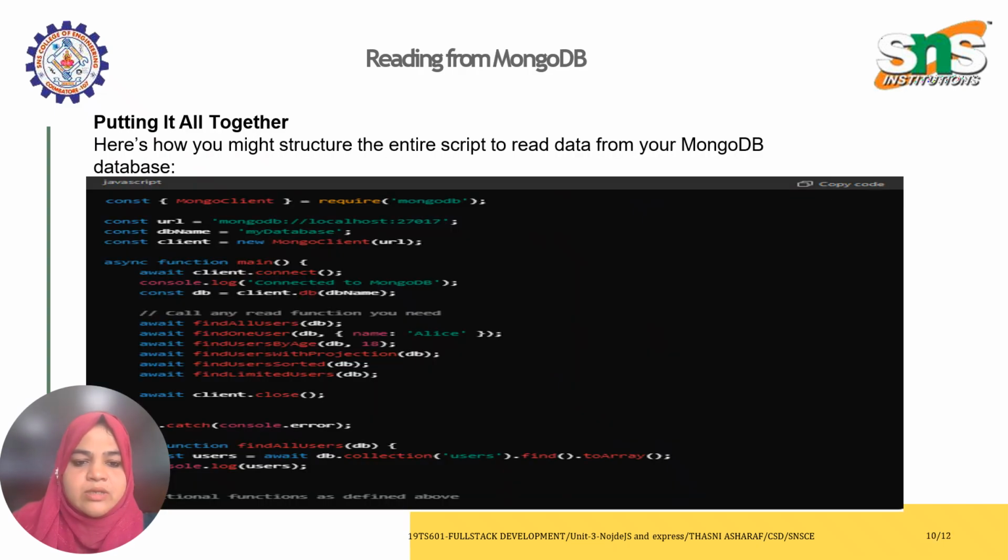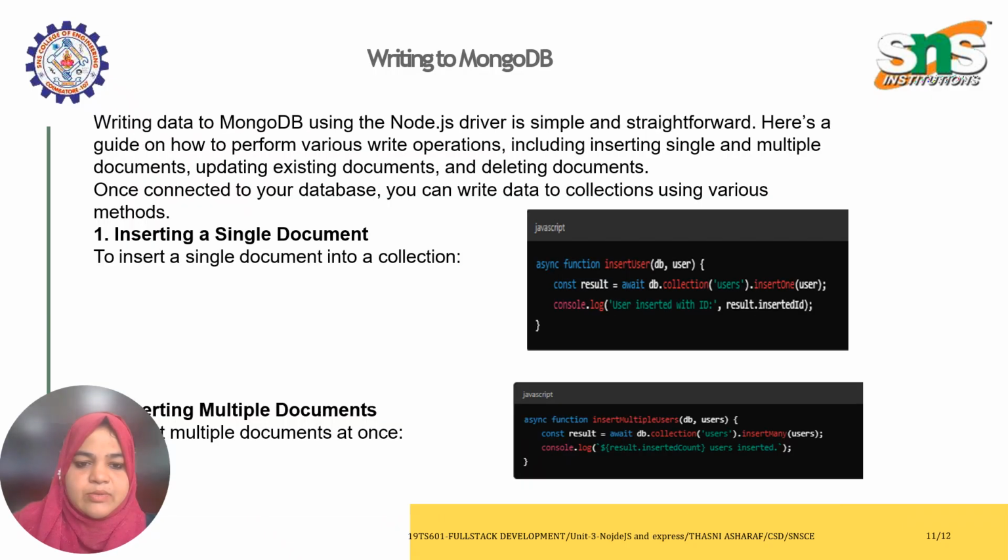Putting it all together, like we have seen in the simple code snippets, here is the entire script using all the reading operations: find all users, find one, find users by condition, find with projection, find users sorted, and find limited users. This is the sample code.